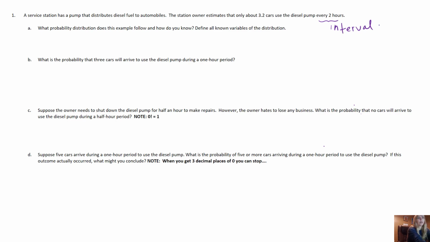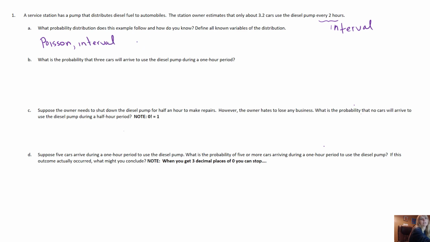Another thing, there's not an n, a sample size, so I know it can't be binomial, but once again, binomial is only looking at two outcomes. So it says, what is the probability distribution, and how do you know? Well, we just said it's the Poisson, because it has an interval.